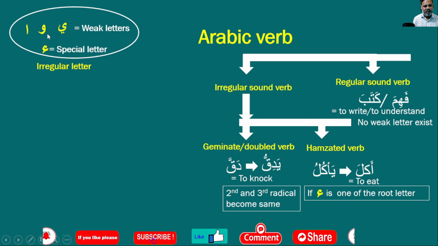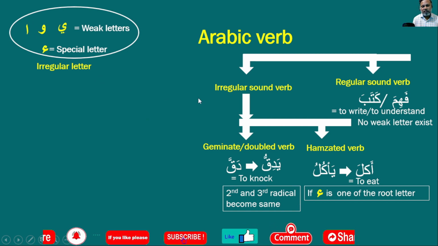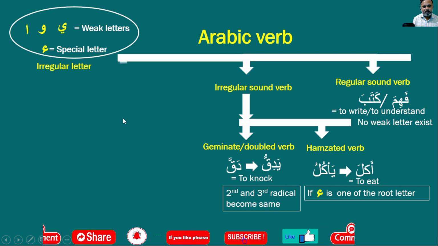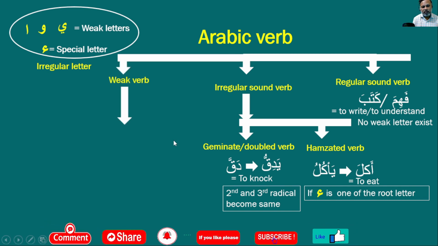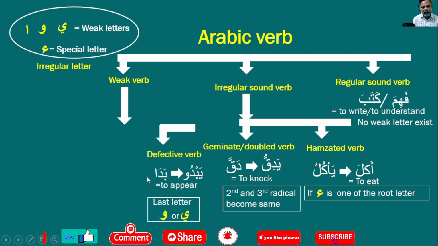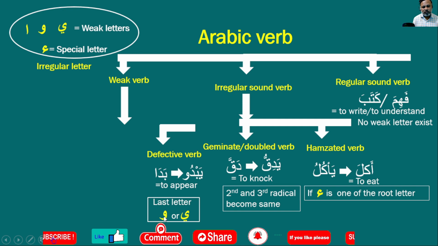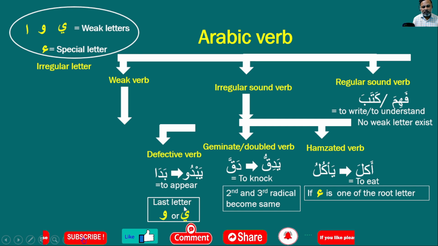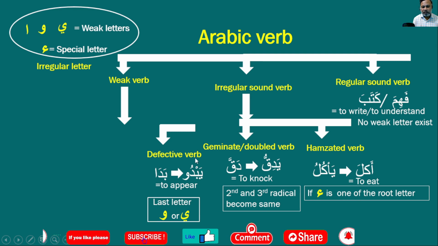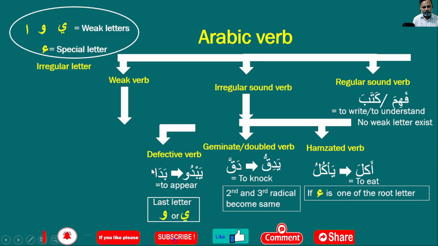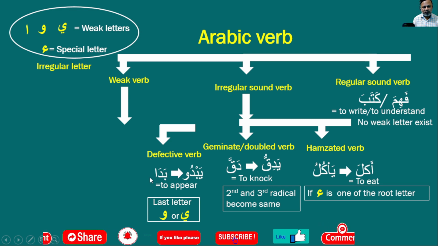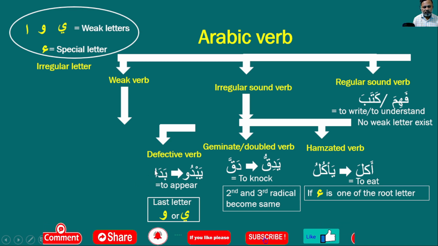Now, based on these three weak letters, the Arabic verb has been classified into three groups. Group number one is the defective verb. If the last letter of the verb is wa or ya, then it is called a defective verb. Like bada'a, where bada means to appear. Here the last letter is alif, but it is not actually alif. The actual root letter is wa.